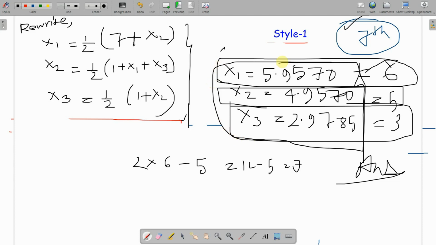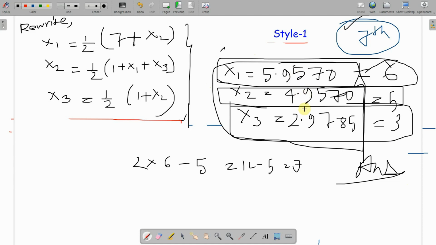How will you get the result? Anyone from the last concept or from the Jacobi method? When the results are repeating or not changing, that will be your final result in this case. Okay, so that was style 1.